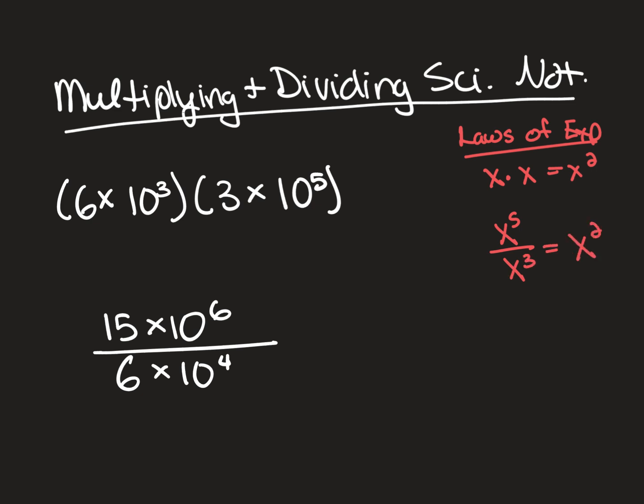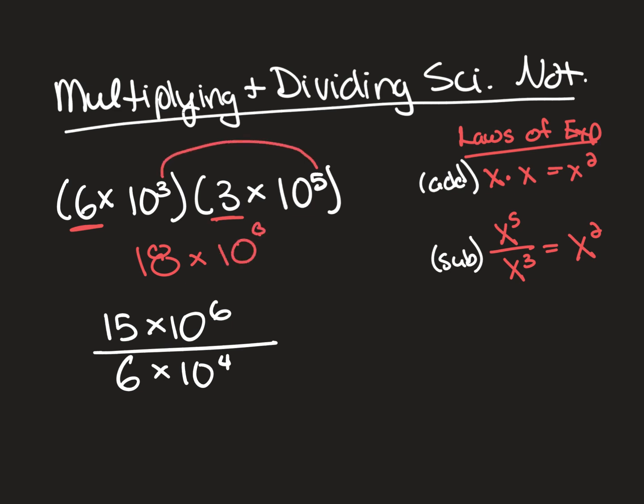So in the first one where we're multiplying, that is when we add exponents together, and the bottom one where we're dividing, that is where we're going to subtract exponents. The actual numbers you're just going to do like normal. So for example, we're going to just grab our calculator, or if you know it by heart, 6 times 3 we know is 18. And I'm going to add the exponents together and get 10 to the 8th power.